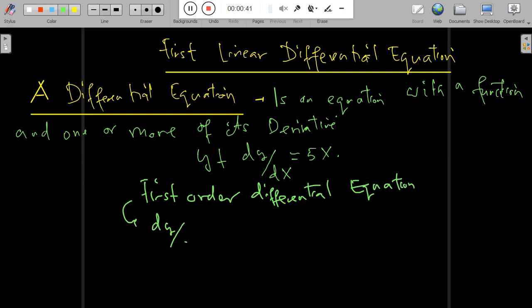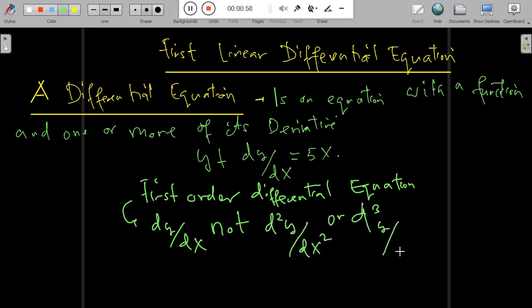A first order differential equation is given by taking, for example, dy over dx. But when you have a second order derivative, like d squared y over dx squared, or d cubed y over dx cubed, this is not regarded as a first order differential equation. A first order differential equation begins with only dy over dx, and not the second derivative, d squared y over dx squared, or cubic.